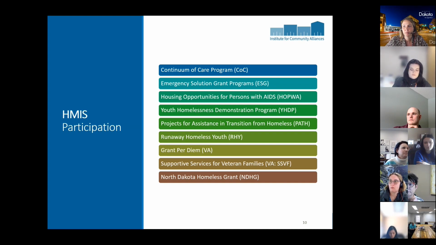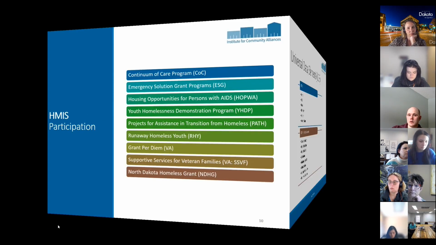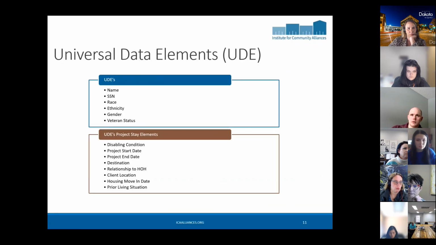The other thing I was going to say is that the local funding can also enter information into HMIS, like I said before, as long as they're serving or doing prevention services for people experiencing or who could be experiencing homelessness. Now we're going to talk about our next few slides, what data is collected.